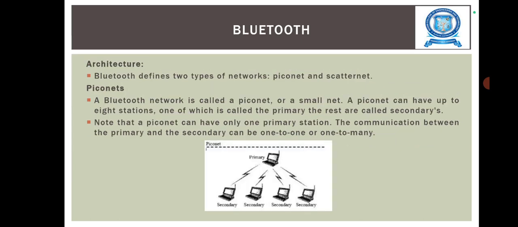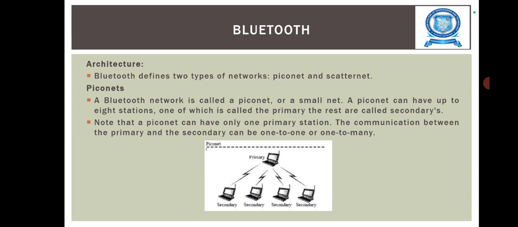Next, we are going to see the architecture of Bluetooth. Here it defines two types of networks, Piconet and Scatternet. First, we are going to see the Piconet. A Bluetooth network is called a Piconet, or a small net. A Piconet can have up to 8 stations, one of which is called the primary, and the rest are called secondaries. A Piconet can have only one primary station. The communication between the primary and the secondary can be one-to-one or one-to-many. Here the Piconet can have a maximum of 7 secondaries, and an additional 8 secondaries can be in a parked state.